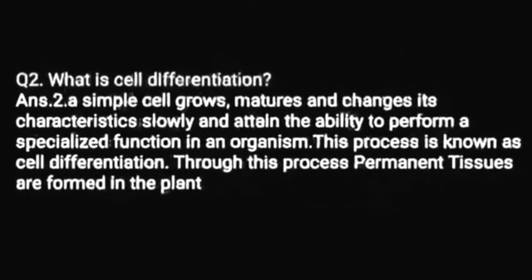What is cell differentiation? A simple cell grows, matures and changes its characteristics slowly and attains the ability to perform a specialized function in an organism. This process is known as cell differentiation. Through this process, permanent tissues are formed in the plant. यानी कि जो सेल डिफरेंशिएशन होता है वो उससे ही परमानेंट टिश्यू बनते हैं मेरिस्टेमेटिक टिश्यू के बाद.